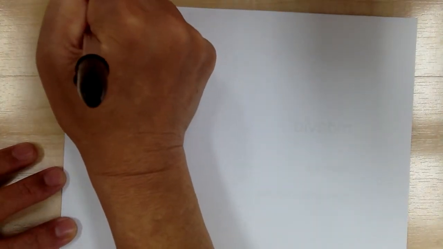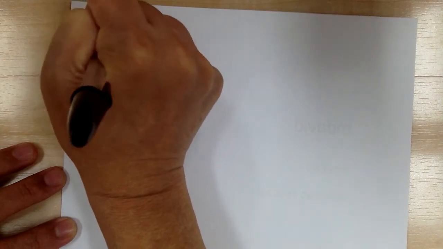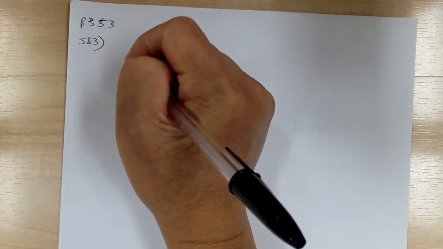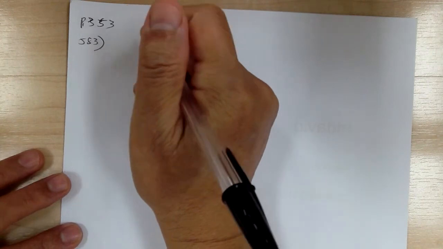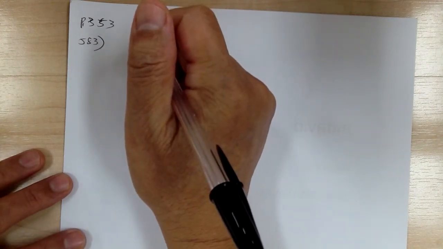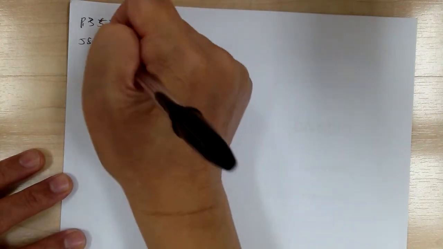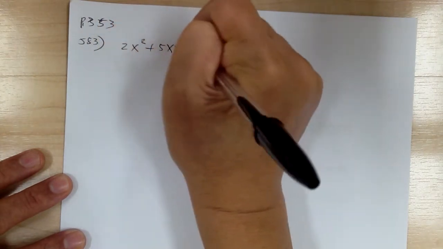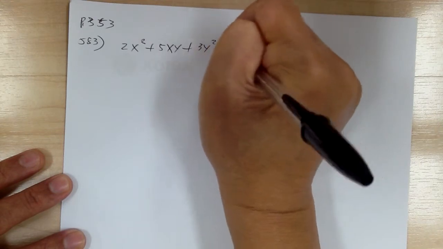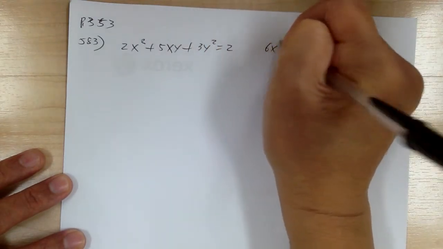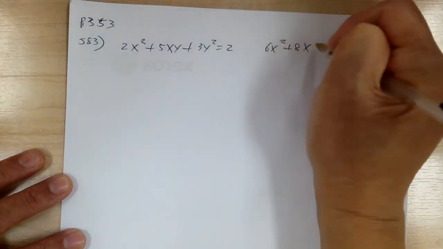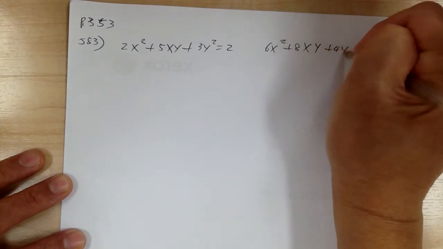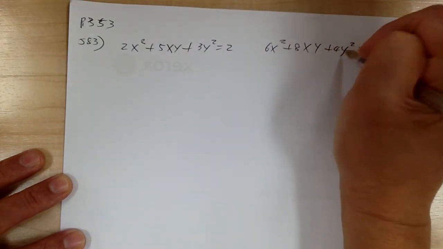Okay, let's go to the next one. Okay, so you got a system of equations and you try to get a maximum value of x squared plus y squared. So you got 2x squared plus 5xy plus 3y squared equal to 2. And you got 6x squared plus 8xy plus 4y squared equal to 3.